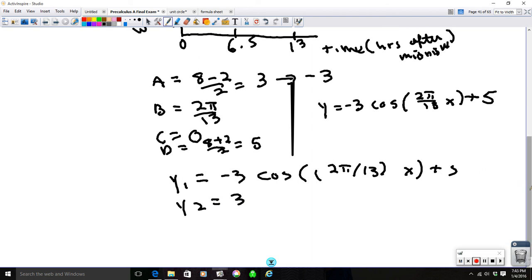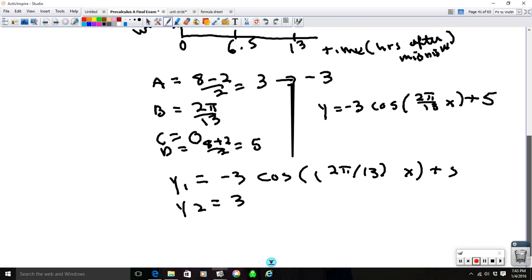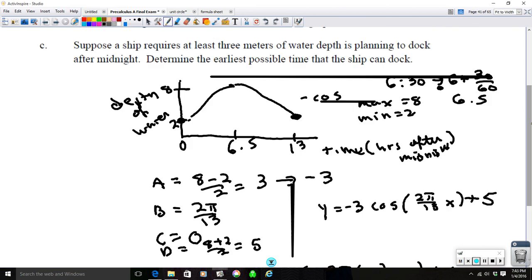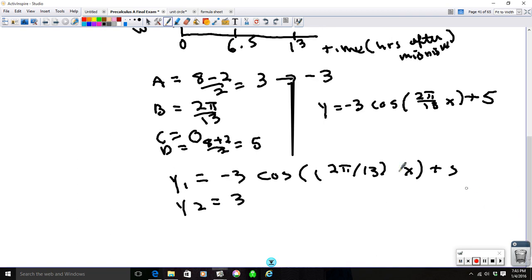So this is question number 42. It wants to know the earliest possible time that it can dock. So you're doing second, trace, intersect, and this is going to be at 1.740 hours, which is about 1:44 a.m.